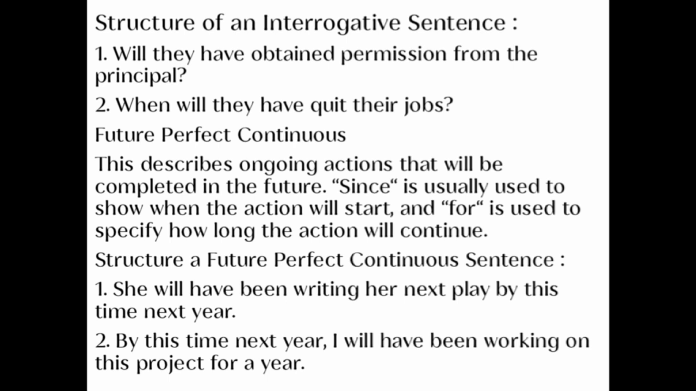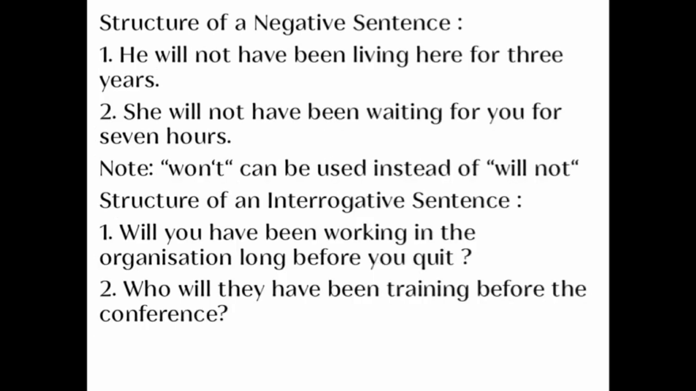Next we have the structure of a negative sentence. It includes subject plus auxiliary verb will not have been plus present participle, base verb plus ing, plus object, and plus time reference. He will not have been living here for 3 years. So it is using a verb, and the verb is continued with ing. She will not have been waiting for you for 7 hours. So here there's a note: won't can be used instead of will not.